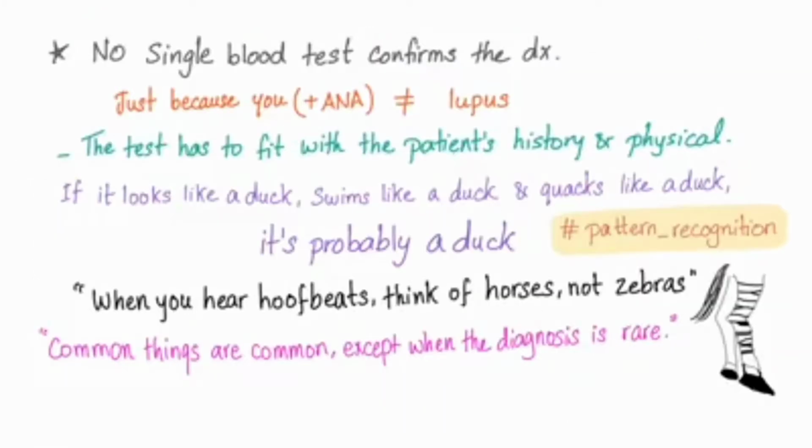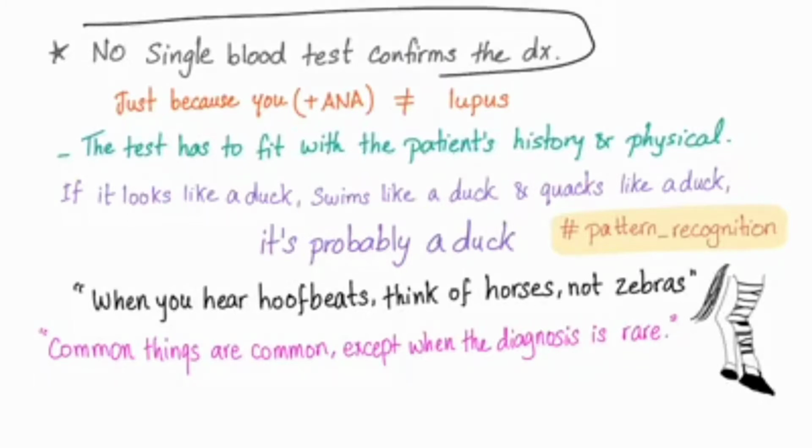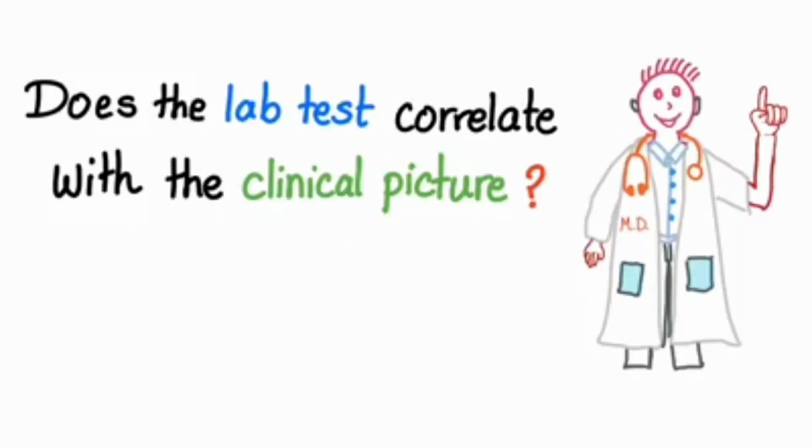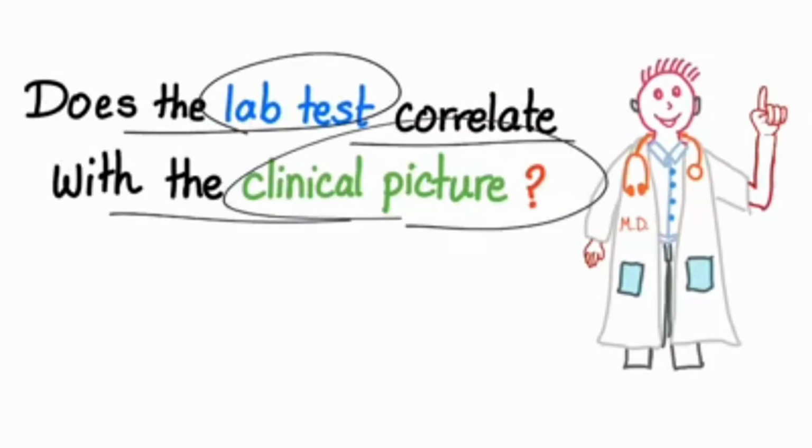The golden rule in rheumatology is no single blood test whatsoever can confirm the diagnosis. Always ask yourself, does the lab test correlate with the clinical picture? Now you're starting to learn. Now you're becoming a good doctor. Not some miserable, faceless professor with some interesting theories.